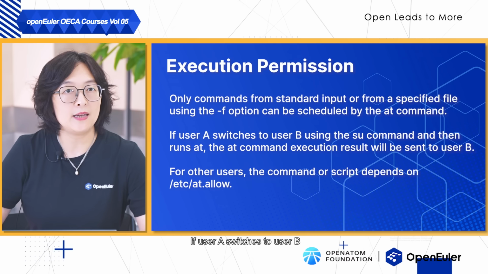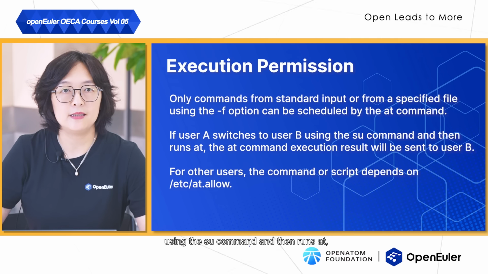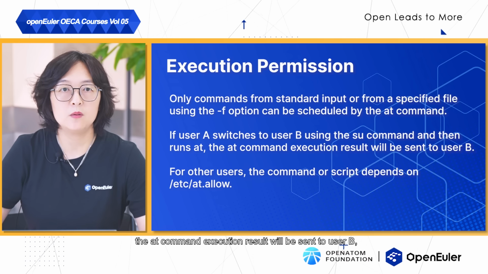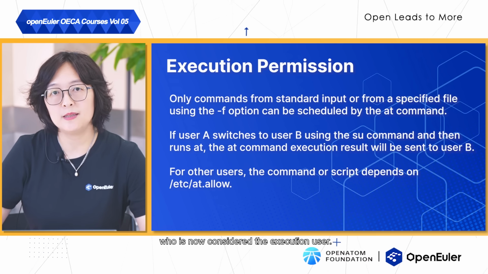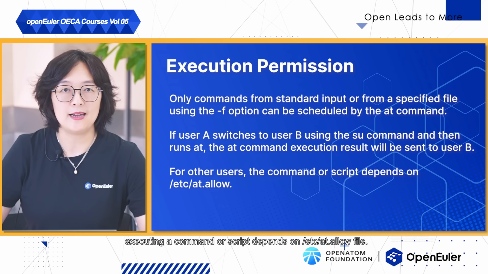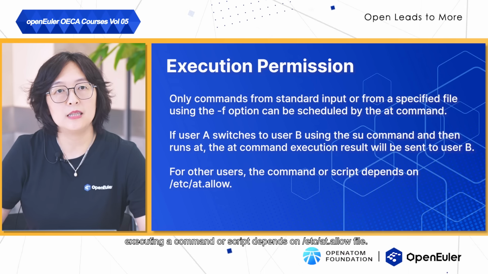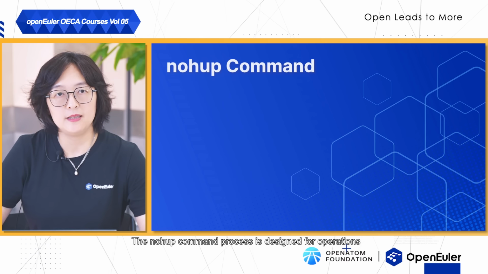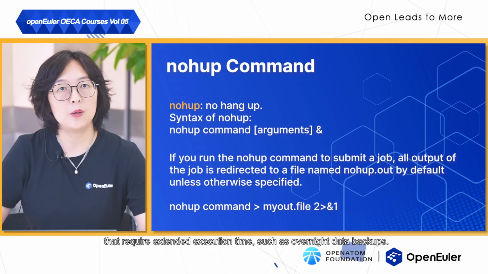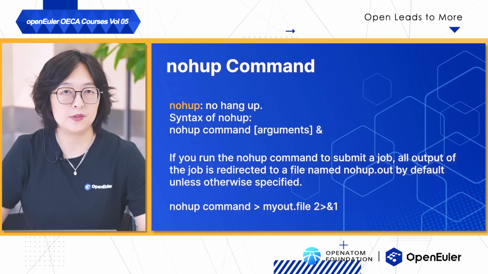If a user A switches to user B using the su command and then runs the at command, the execution result will be sent to user B, who is now considered the execution user. For other users, executing a command or script depends on the etc/at.allow file. The nohup command process is designed for operations that require extended execution time, such as overnight data backups.